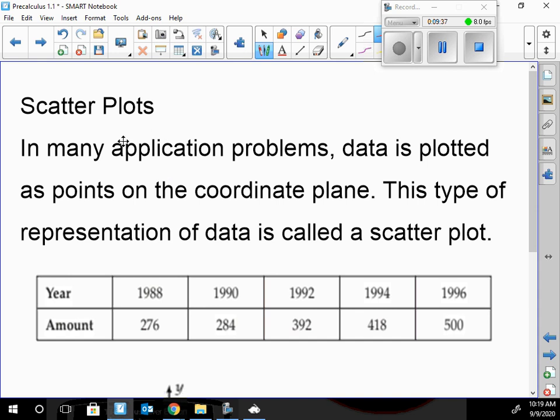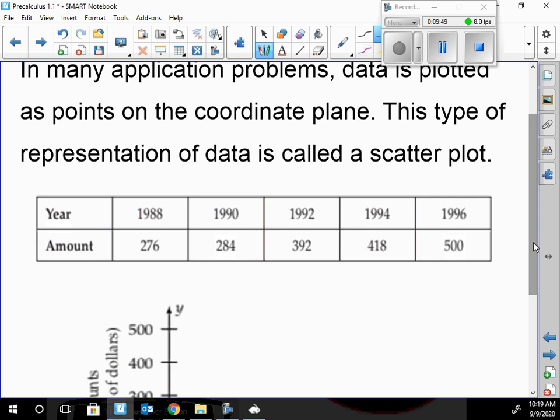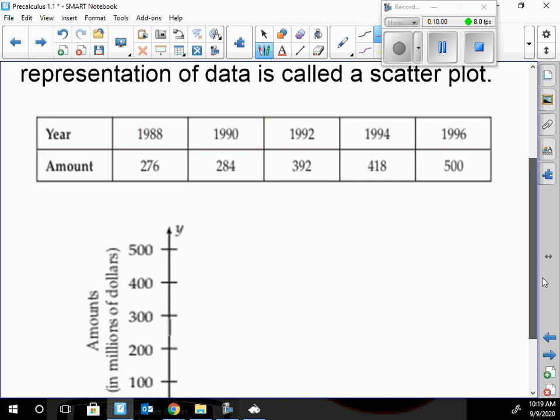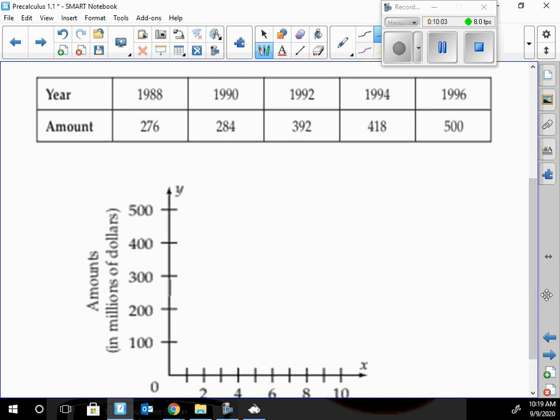Scatter plots. In many application problems, data is plotted as points on the coordinate plane. This type of representation of data is called a scatter plot. So here we have a table of data, 1988, 90, 92, 94, 96, and then we have different amounts for each. When we create a scatter plot, we're starting out and setting this as our x and this as our y. If I look at my graph, there is no 1988 on there, but that's the first year, so that's 0. That's our starting point right here, which would make 1990 2, then 4, and 6, and 8.